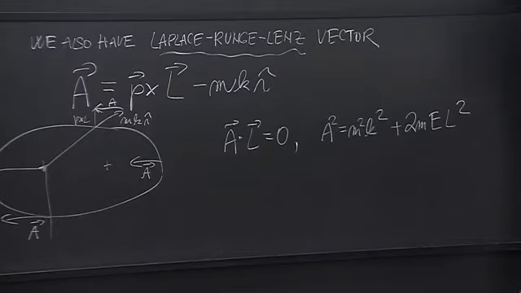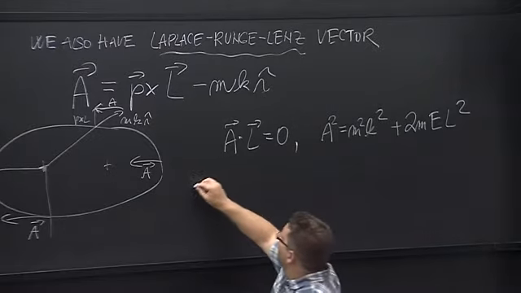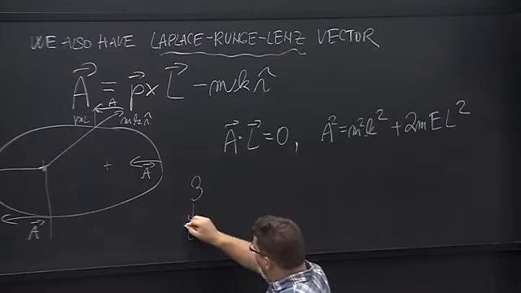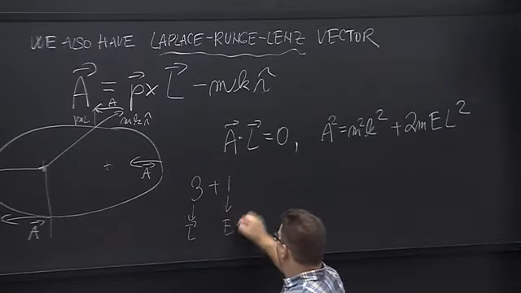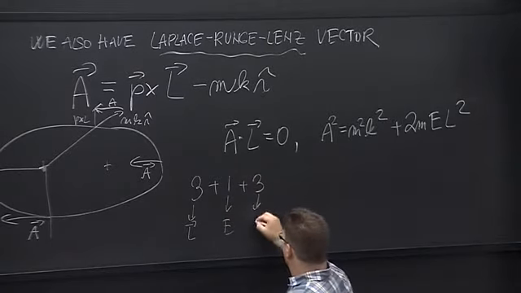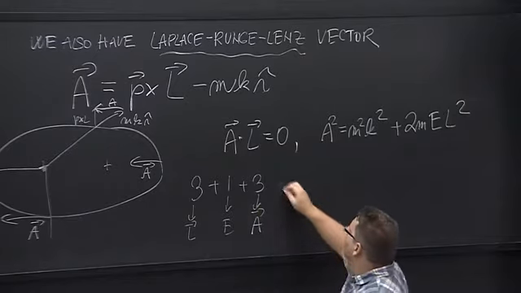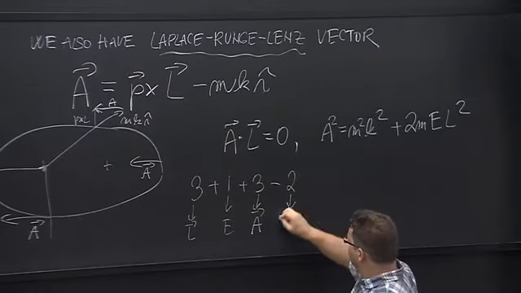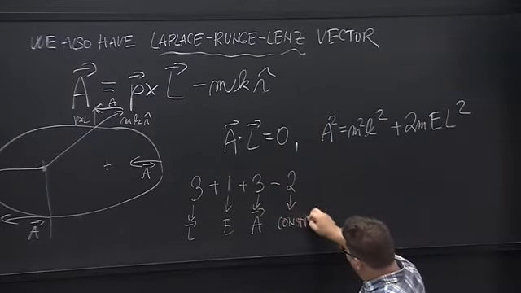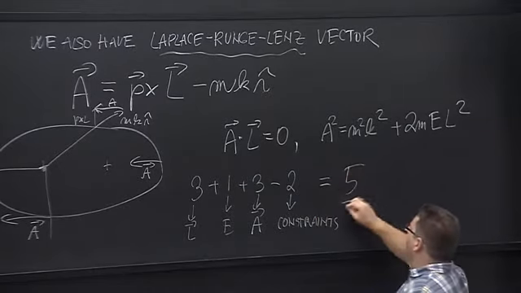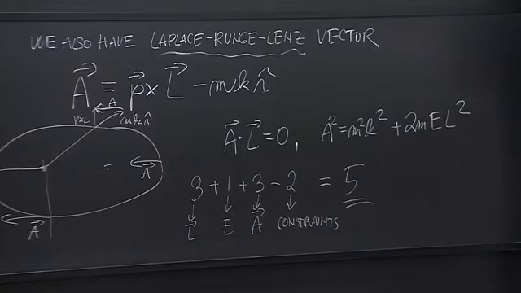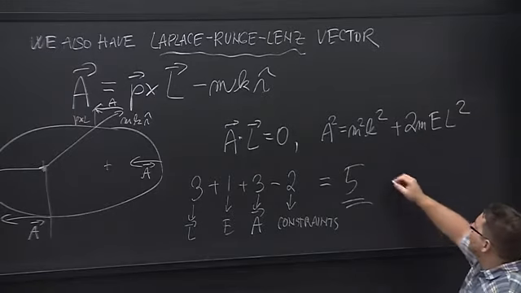Okay, so there are 2 constraints, and they tell you that not all these conserved quantities are independent. In other words, we have 3 for L, plus 1 for E, plus 3 for A, minus 2 constraints, and that equals 5 independent integrals of motion.